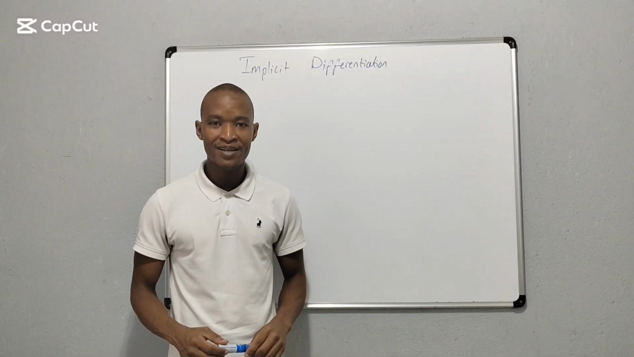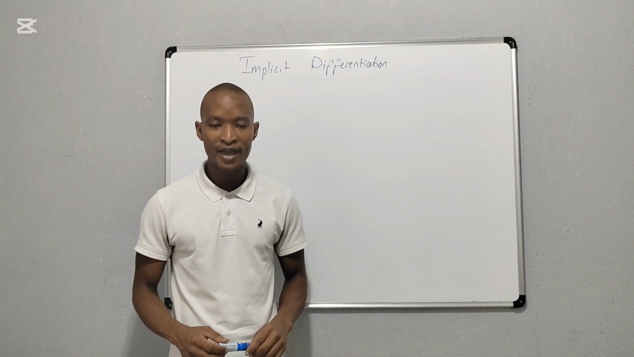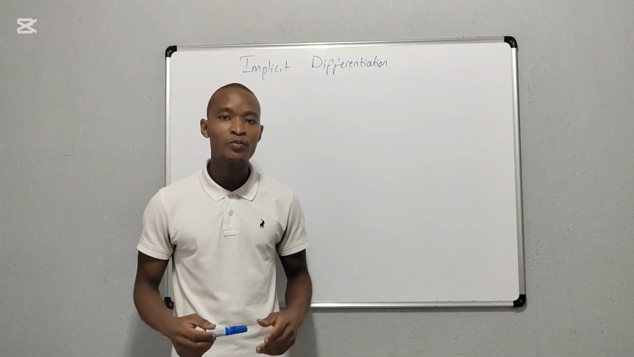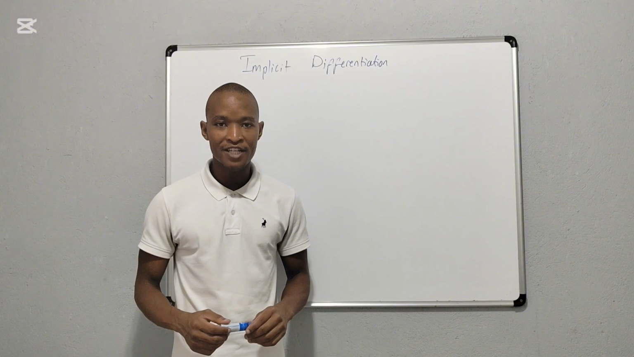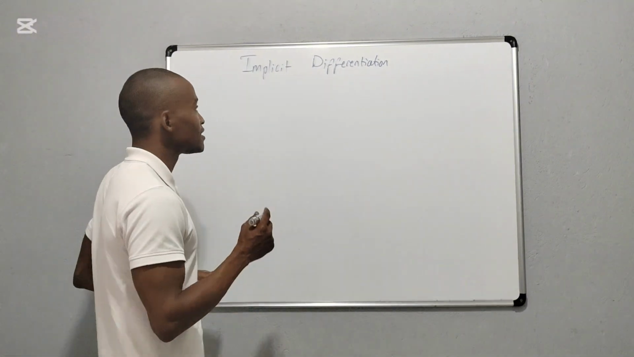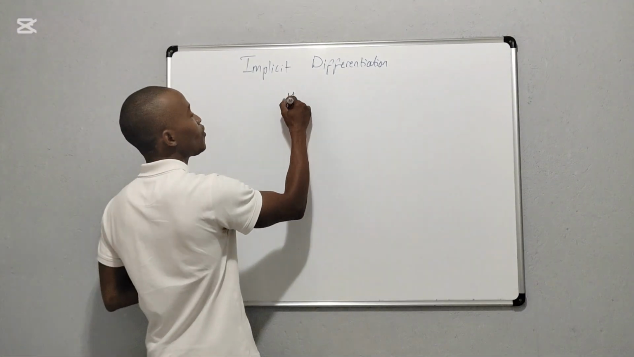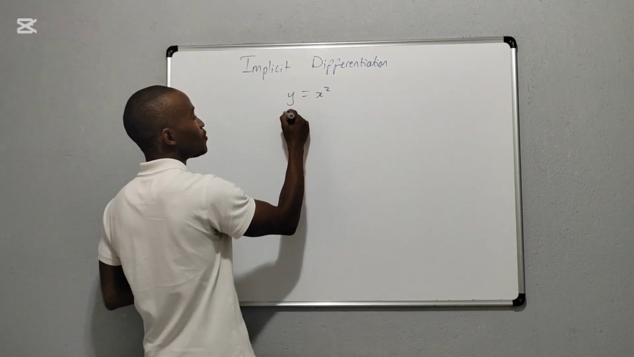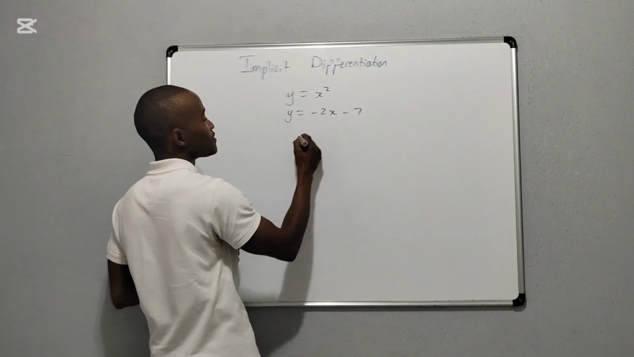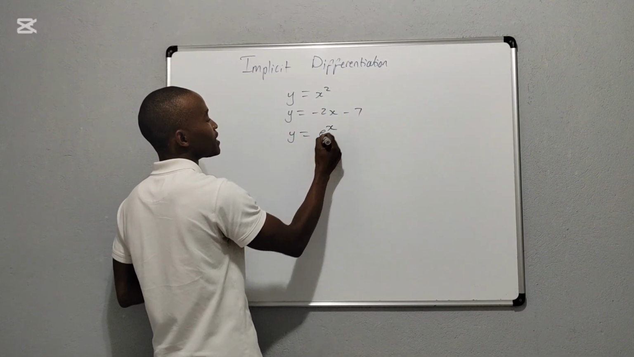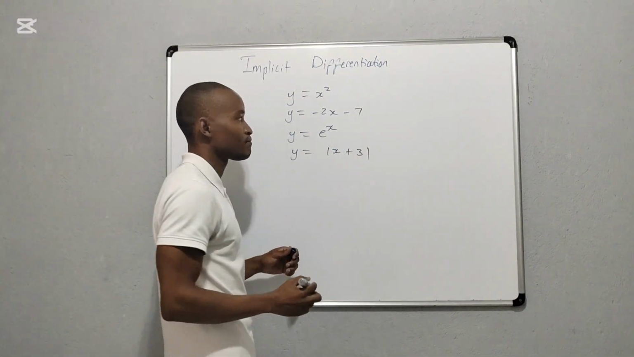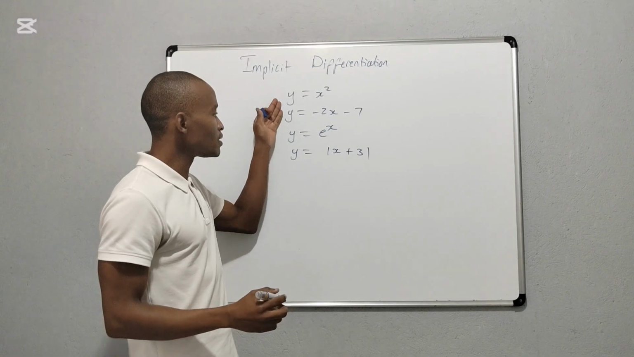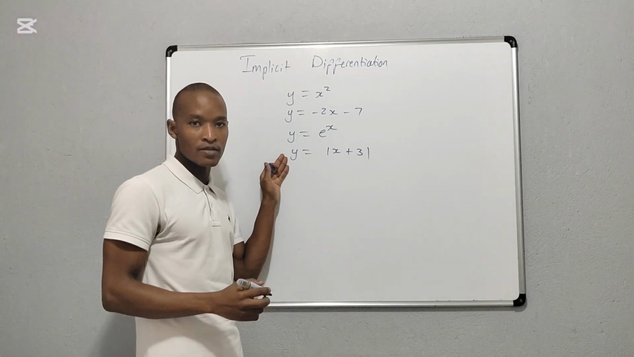Hello there, welcome to this video where we'll be unpacking implicit differentiation and how to follow the correct procedure to ensure that you are effective in this method of differentiating. Okay, so now if I give you the following: y is equal to x squared, y is equal to negative 2x minus 7, y is equal to e to the x, y is equal to the absolute value of x plus 3. This is what you call explicit equations.